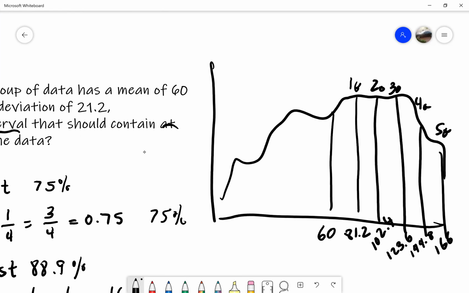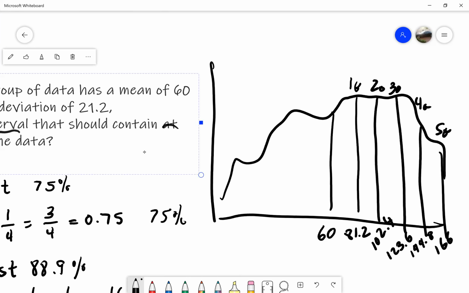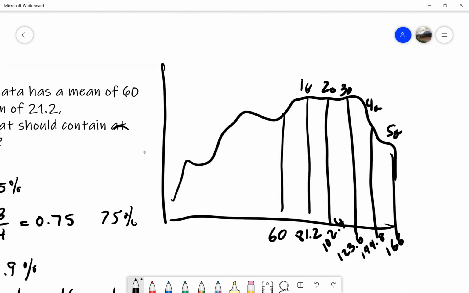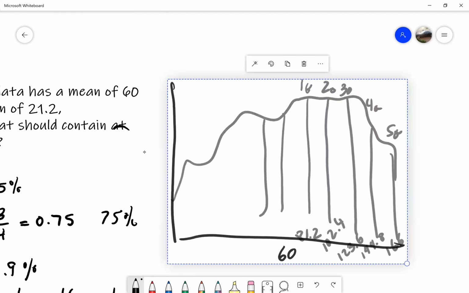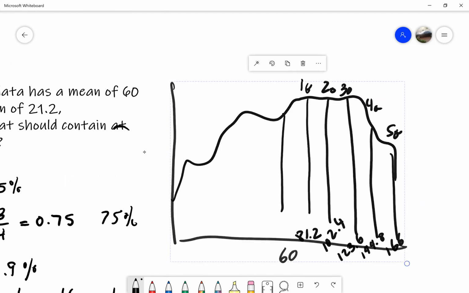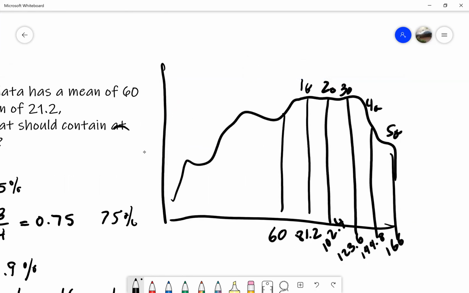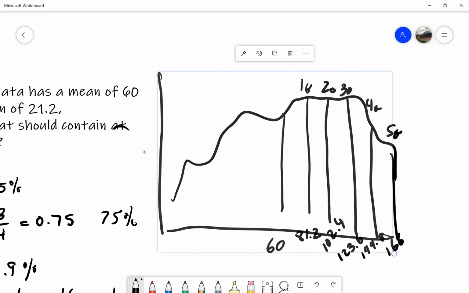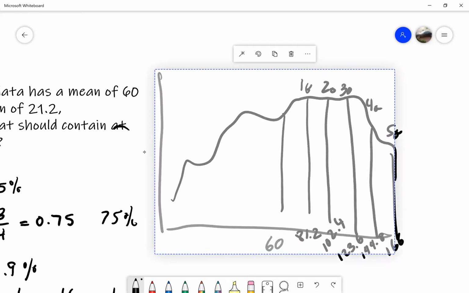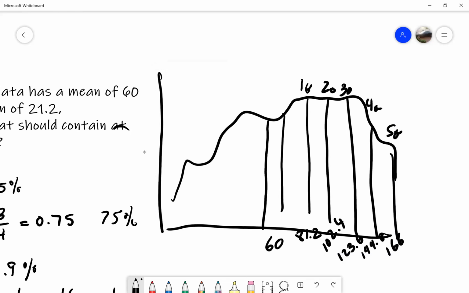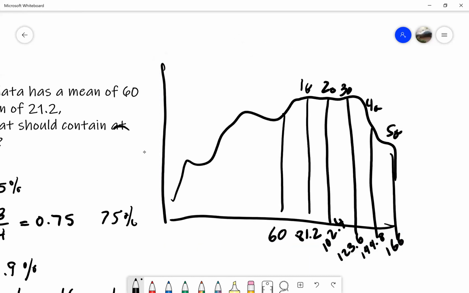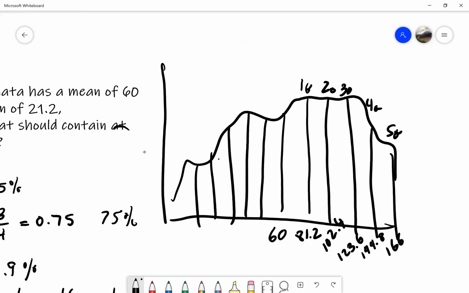Okay, thank you. So we went 5 standard deviations away from the mean. Now we have to do it in the opposite direction. Sorry about this, it's shifting all over the place. So we have -1 sigma, -2 sigma, -3 sigma, -4 sigma, -5 sigma. And now you do it in the opposite direction.